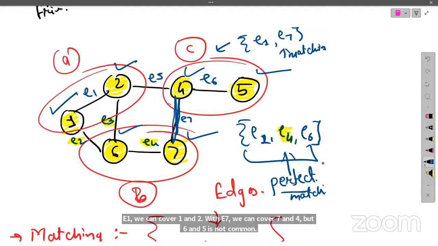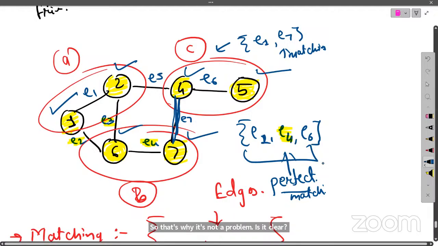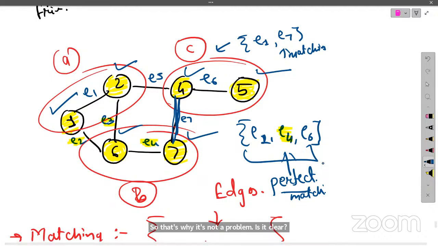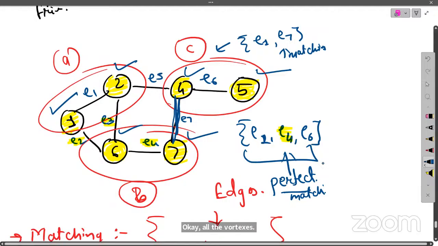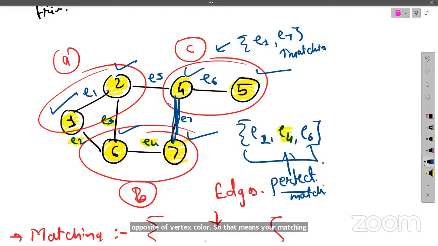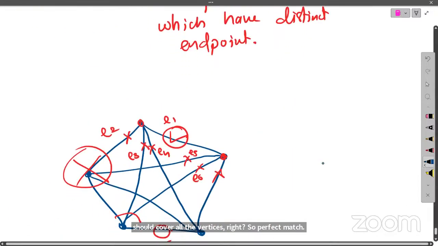So a perfect match seems like it is covering all the edges, right? All the vertices, not edges. Since a vertex cover covers all the edges, it's a kind of opposite of vertex cover. That means your matching should cover all the vertices. That's a perfect match. Okay. So now these three descriptions are important.